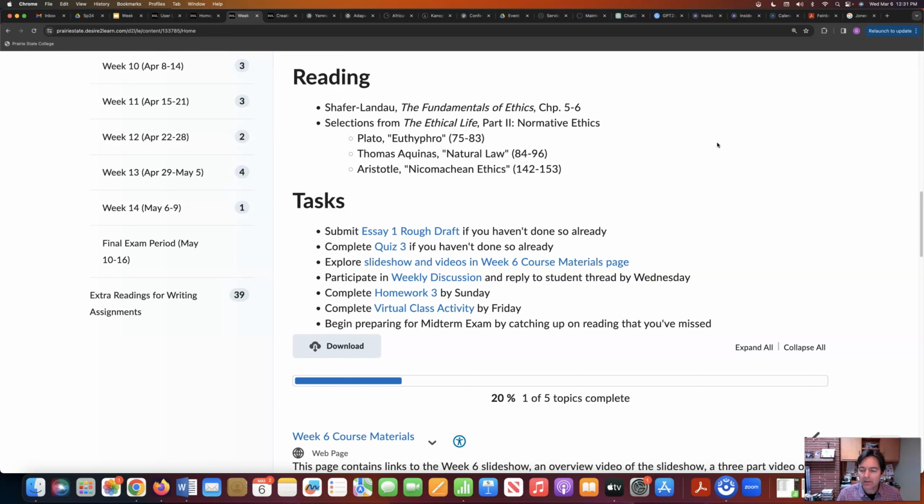Both Aquinas and Aristotle developed different versions of what's called natural law theory. Aristotle is actually developing a different view, but it's based on a view of human nature, and that we begin by understanding human nature, and out of our understanding of human nature, we can derive our understanding of moral standards. So both Aquinas and Aristotle develop that view in different ways.